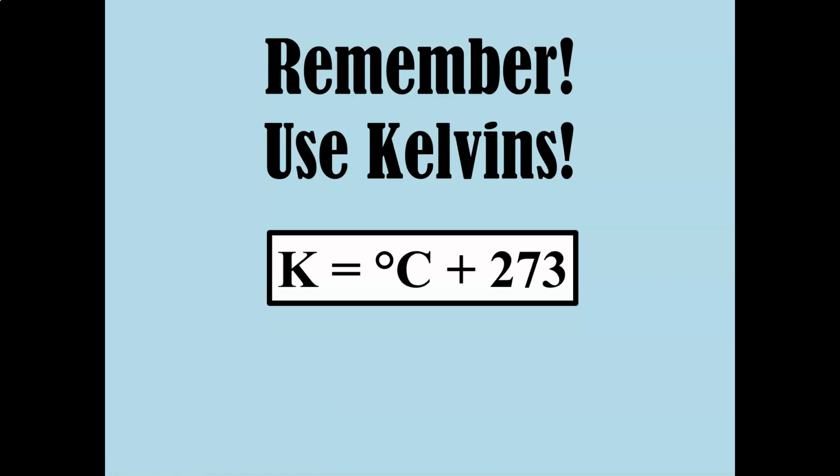Remember that we need to make sure we never end up with a negative temperature because that can cause us to get answers for other variables that make no sense. We don't want to end up with a negative volume, for example. So we use the Kelvin scale, which is an absolute temperature scale. 0 Kelvin is as low as it gets.